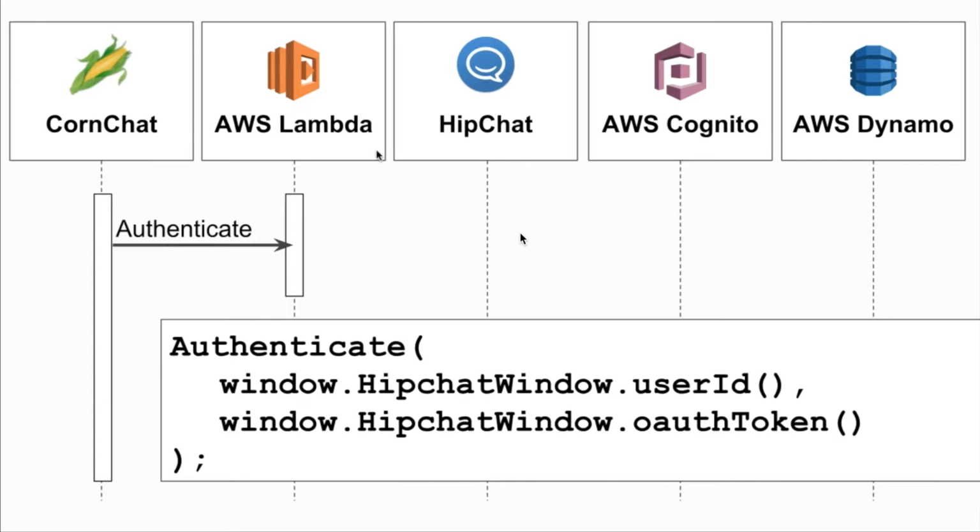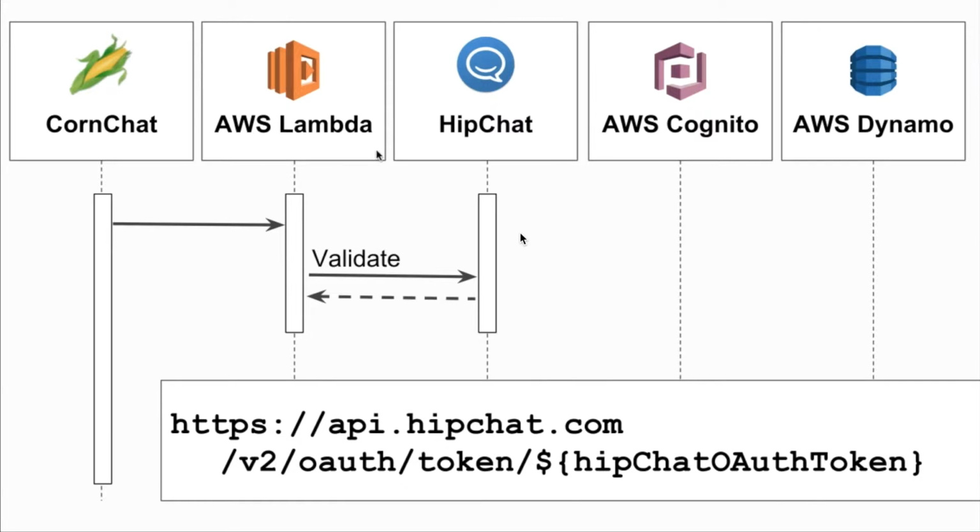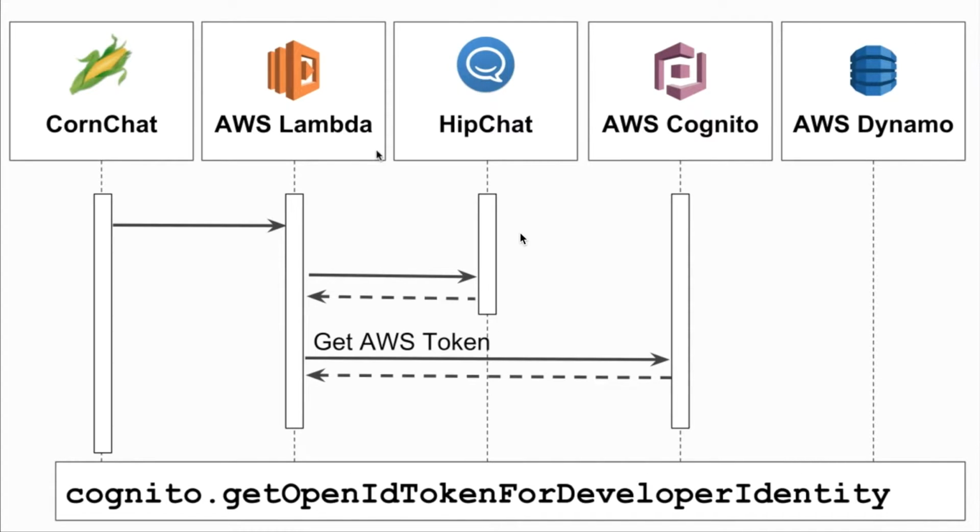So CoreChat will get your user ID and auth token, and it sends it to a custom AWS Lambda function I wrote, cleverly called authenticate. And the Lambda function then takes that information and reaches out to HipChat directly, and says, I've got an OAuth token, I've got a user ID, is this legit? Is this who they say they are? And if it validates correctly, the Lambda then says, great, you're good.